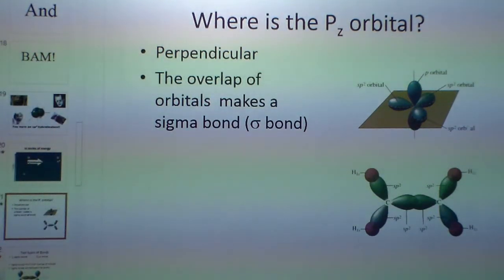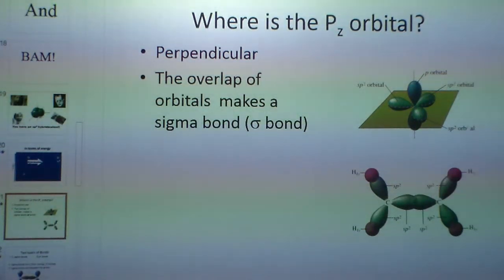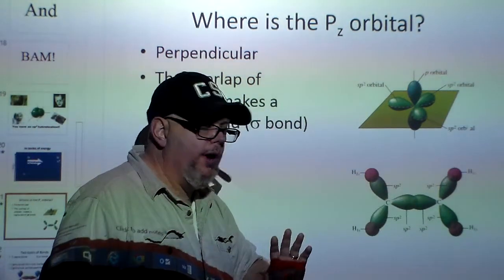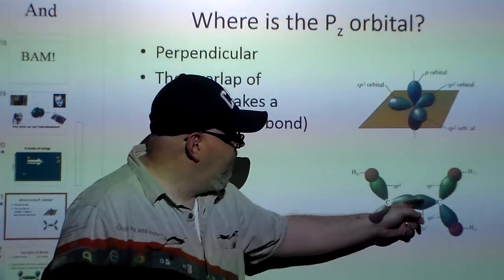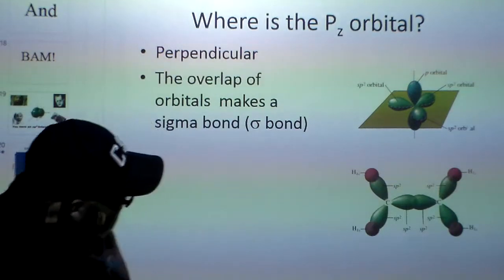And it is the overlaps of these orbitals that make the sigma bond. And when you look at it here, look at these two carbons here, C2H4, right here, that's where your sigma bond is.